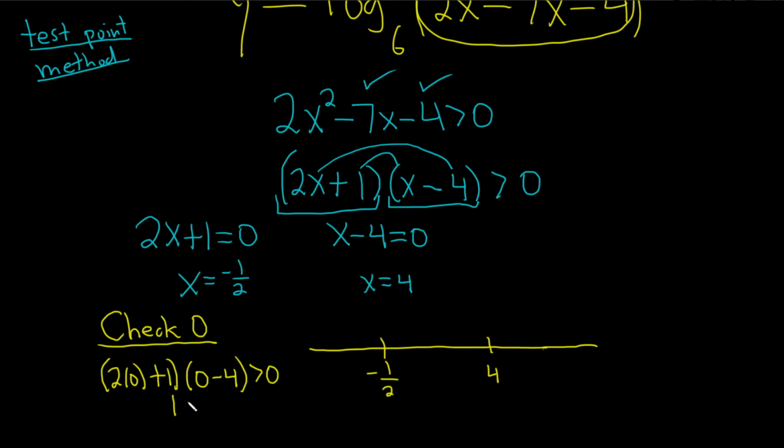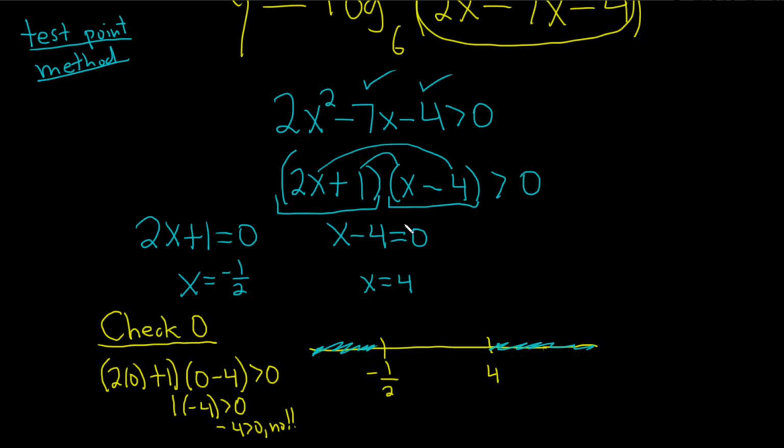So it's 1 times negative 4. We want to see if this is greater than 0. So negative 4 greater than 0. No, it's not correct. So it's false. So here's the cheap trick. Because we picked a 0 from here, right between these numbers, and it's false, we shade in the other spots. If it was true, you would shade in the middle. Like if it was 2 bigger than 0, that's true, we would shade here. If it's not true, you shade in the other spots.